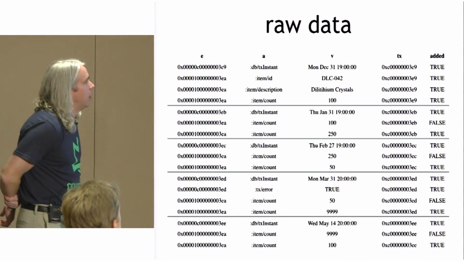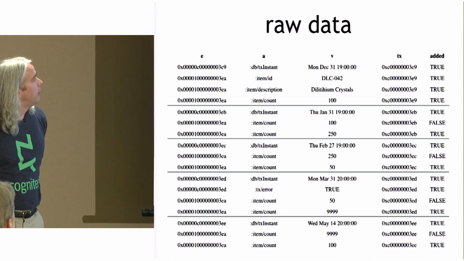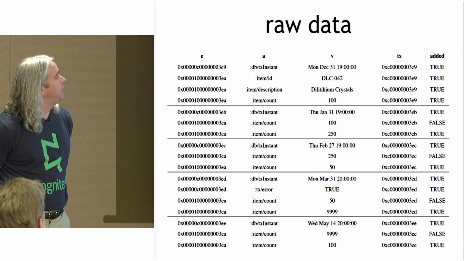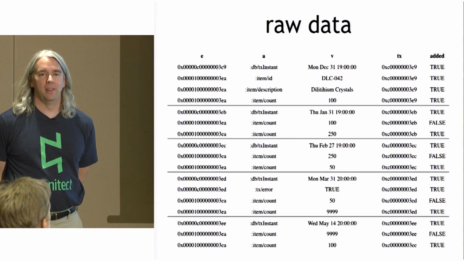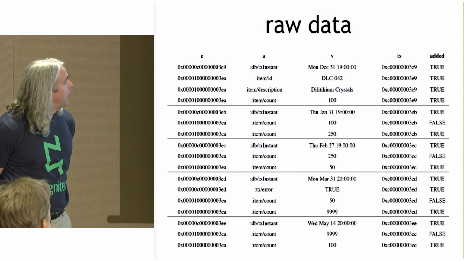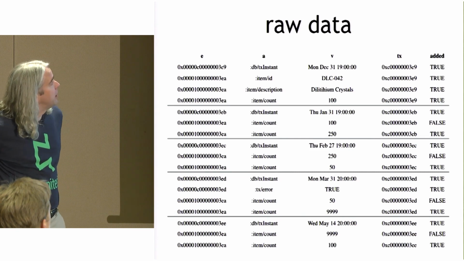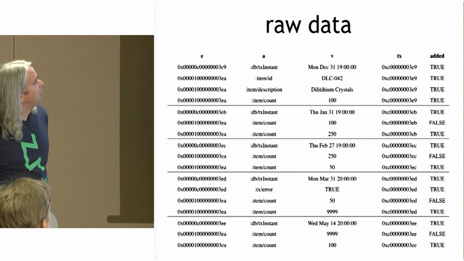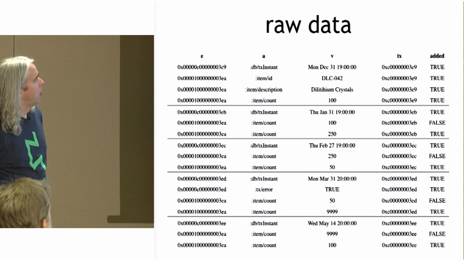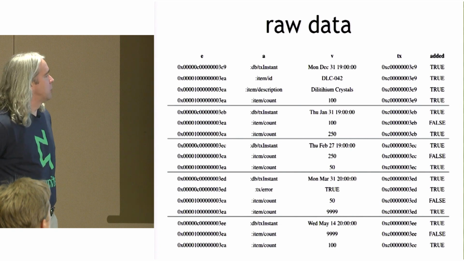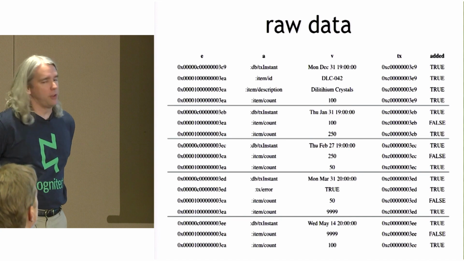So what we're seeing here is a store that is keeping track of its inventory of dilithium crystals. And the horizontal bars I added by hand just to show you the transaction boundaries. So the first transaction says we have an item called dilithium crystals, and there are 100 of them. The second transaction says how many dilithium crystals there are.